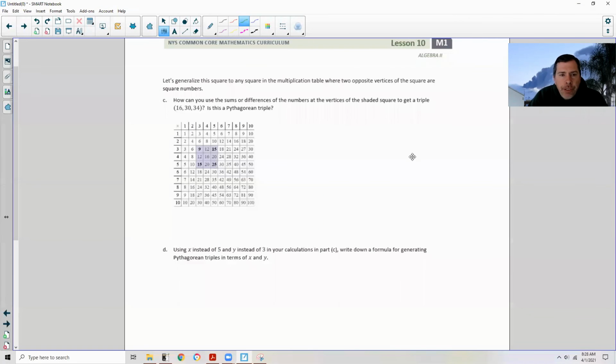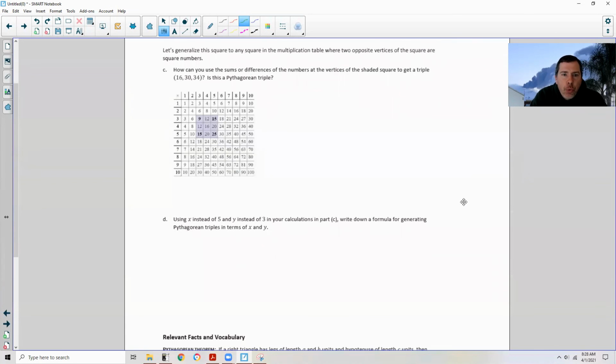All right, page 3. Let's generalize this square to any square in the multiplication table where two opposite vertices of the square are square numbers. All right, so we can move this anywhere. We can make it any dimension, but our top left, bottom right have to be perfect squares. So let me just highlight that for starters. Okay, in order to do this, this number and this number have to be perfect squares.